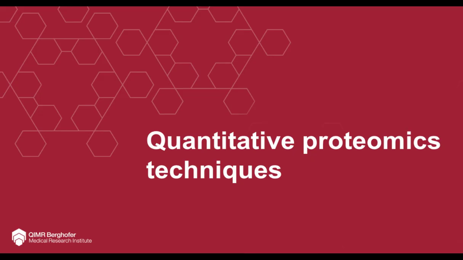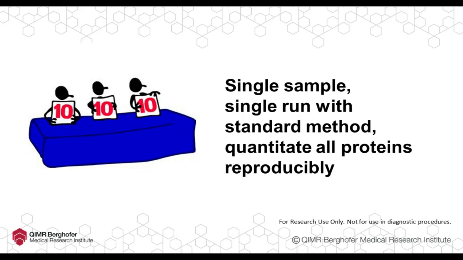So now let's consider the types of quantitative proteomics techniques that are available to us. Ideally, when we think about measuring a lot of samples, hundreds of samples, we would prefer, in the ideal situation, that for each single sample we just do a single run with a standard method. Then we can quantitate all of the proteins reproducibly through the entire cohort. So is it possible with current proteomics technologies?